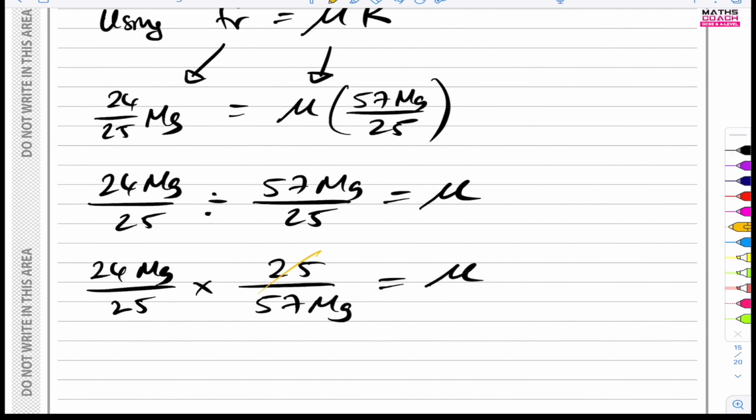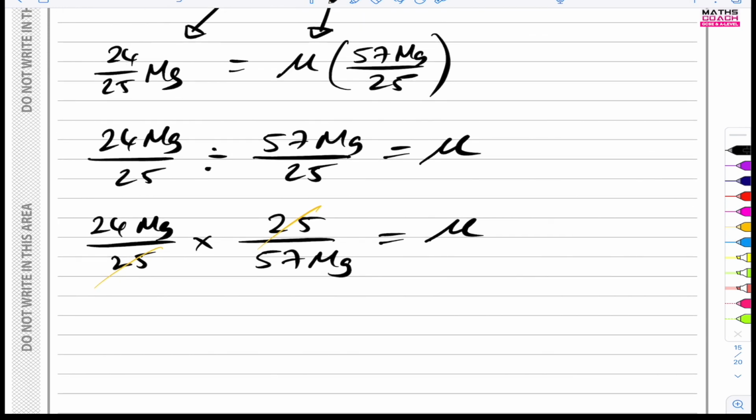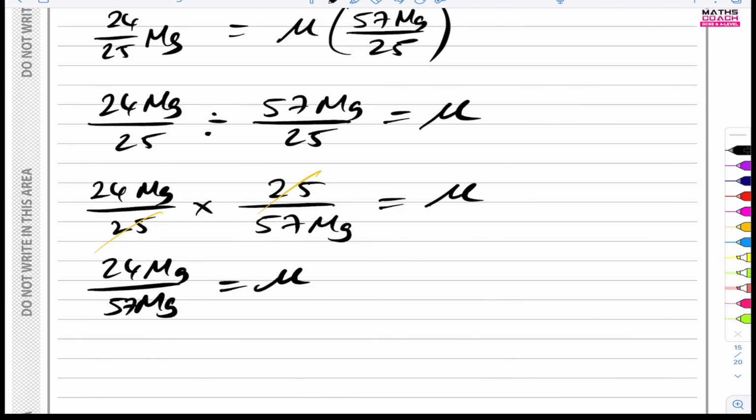The 25s can cancel. We get 24 mg over 57 mg equals mu. So I can now cancel out the m and the g here, and 24 over 57 is our value of mu. So 24 over 57, and that gives us 8 over 19. And that's your final answer.